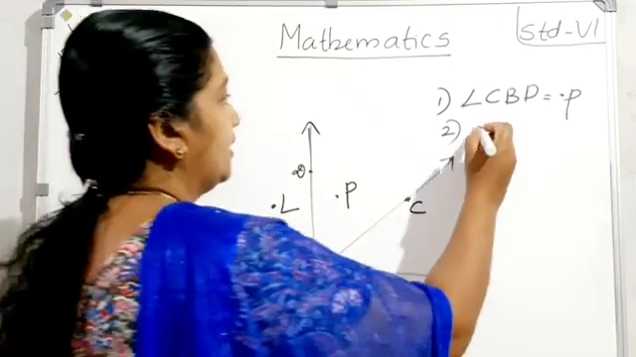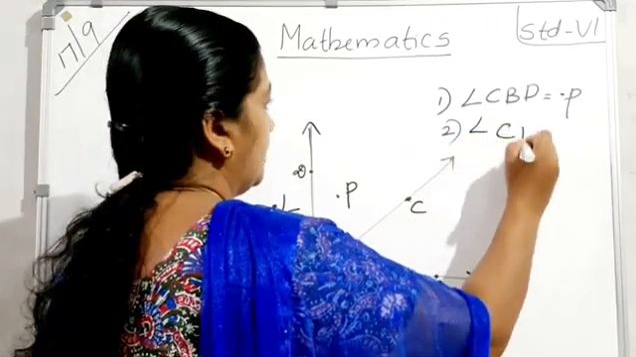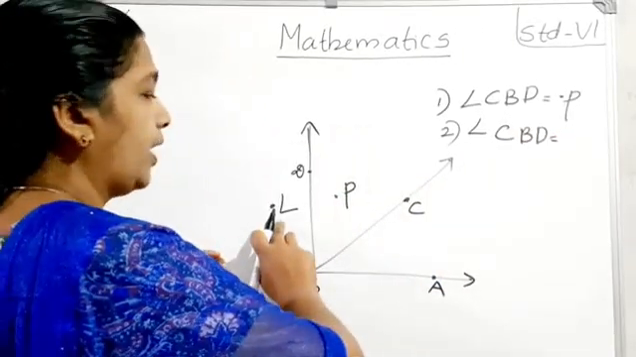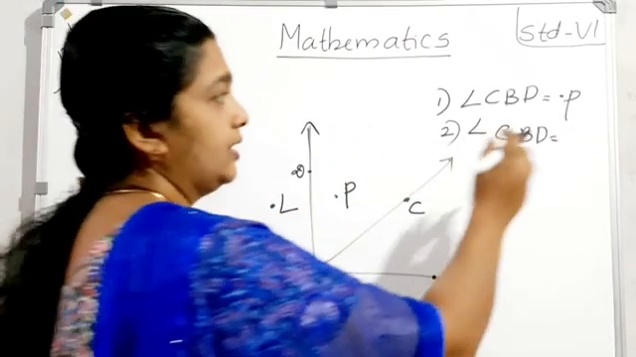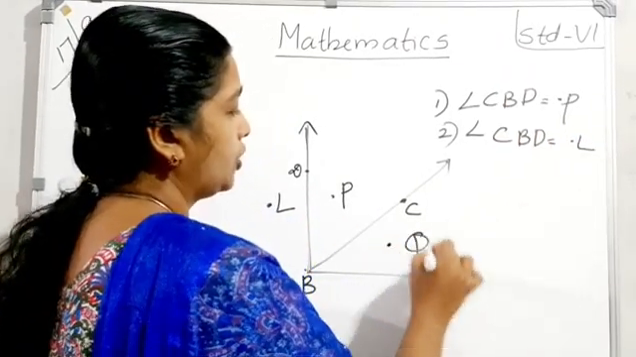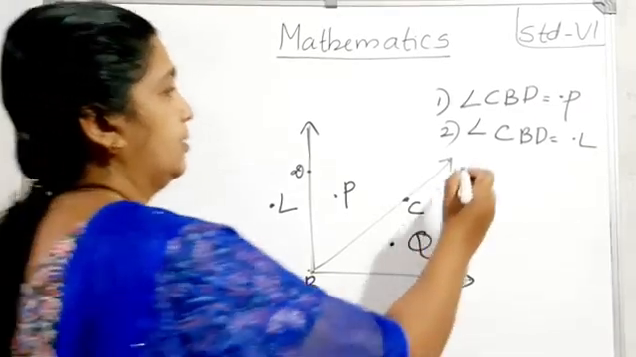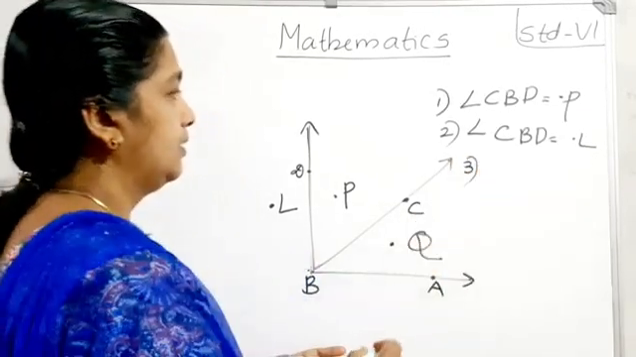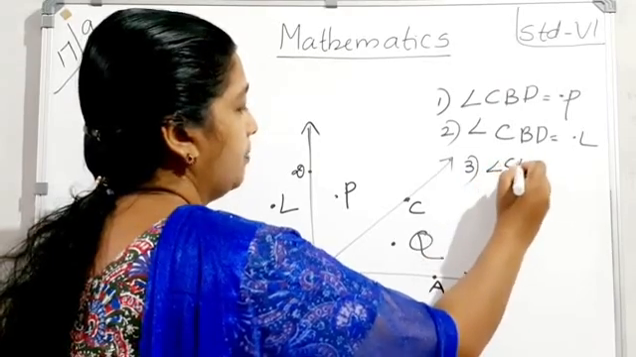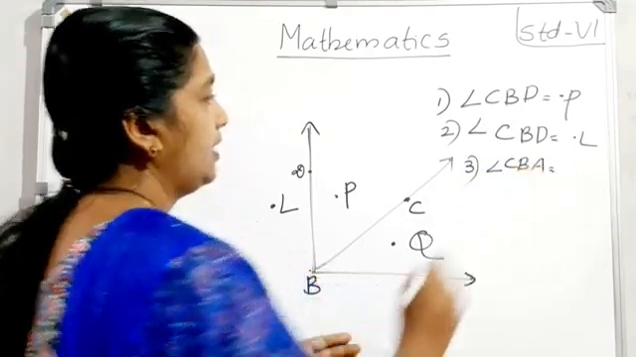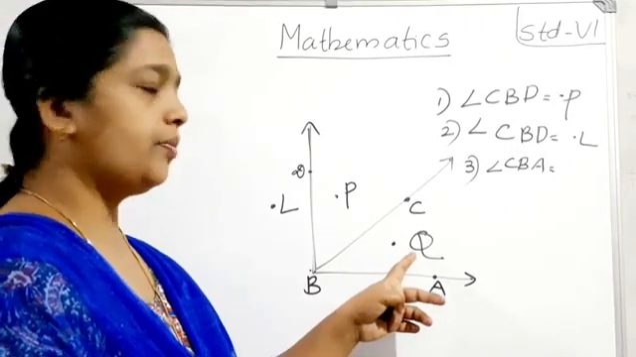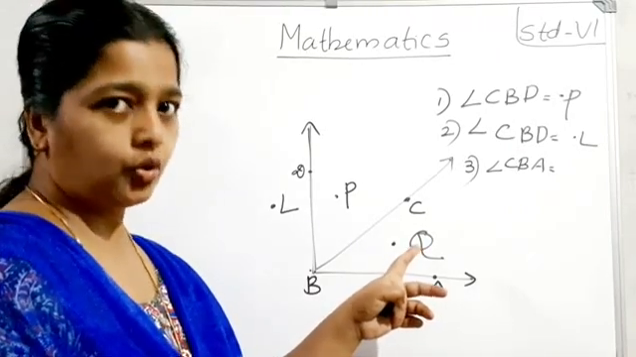That is point L. Exterior means outside. One point is there, which point? That is point L. Next I put here one point Q. Then, third, in the interior of angle CBA. Say the point. Point Q.